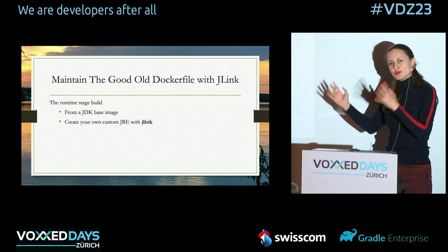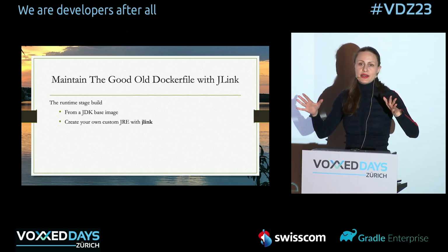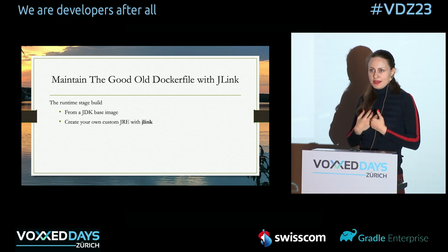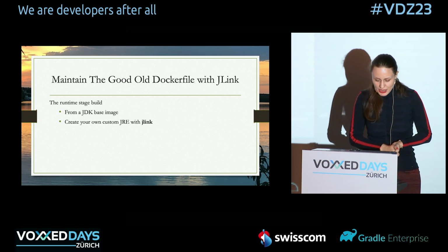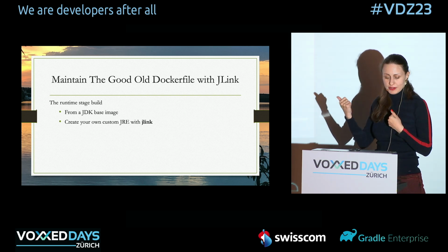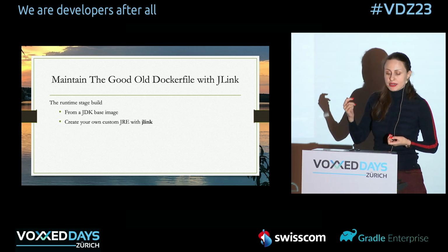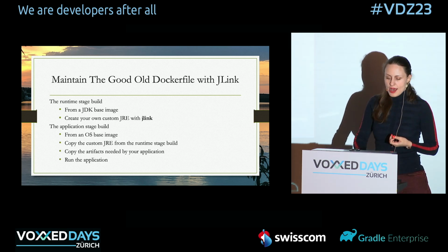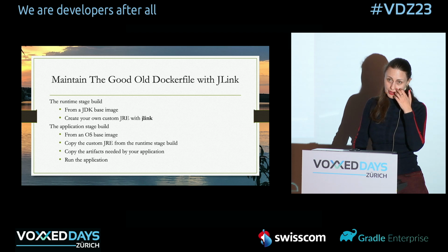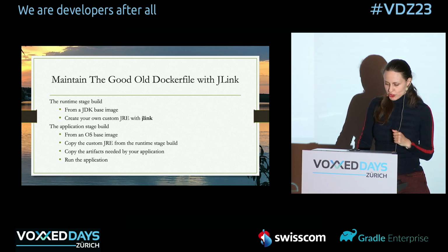So let's go back to the good old Dockerfile. We want to maintain that, the good old Dockerfile that had the JRE that was already done by somebody, by a third party. Now it can be controlled and maintained by me using the latest Java version. So in my case, I chose to use jlink, and I have 2 stages. The first stage is the runtime stage build, where I am building my custom JRE with jlink. And then is the application stage build, and we're going to look at each of those step by step, and how to minimize the layers and also what we need to run my application.